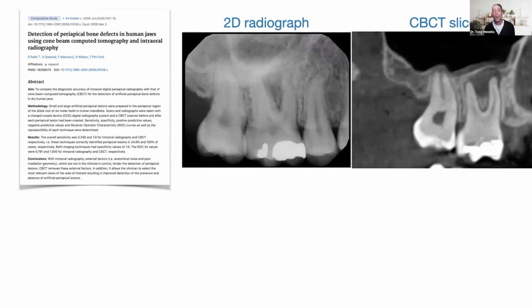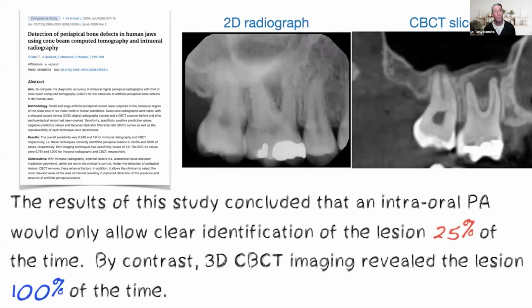My assistants know now that when a patient comes in with a problem with a maxillary molar, because we know we've got the sinus up there, which is sometimes difficult to diagnose in 2D, to always take a tooth CBCT image. Every time we are a little bit questionable on the 2D, it's very easy to diagnose. And this study found that with an intraoral PA, you only get clear identification of a lesion about 25% of the time, whereas the CBCT reveals that lesion every single time.